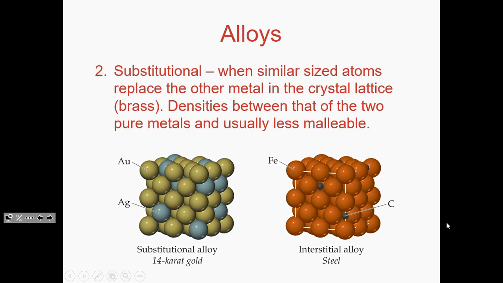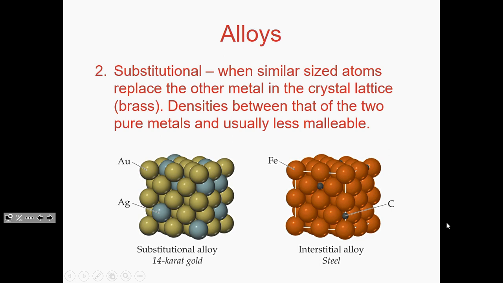The other type of alloy is substitutional. Literally, you're replacing a like-sized metal. So when similar size atoms replace other metals in a crystal lattice, like in the case of brass, we end up with a substitutional alloy. So interstitial is you're putting it in between, and that changes its properties to a small degree. And substitutional is when you substitute one type of metal for other types of atoms. The density is going to be between the two, and they also typically end up less malleable rather than more malleable than the original metal.